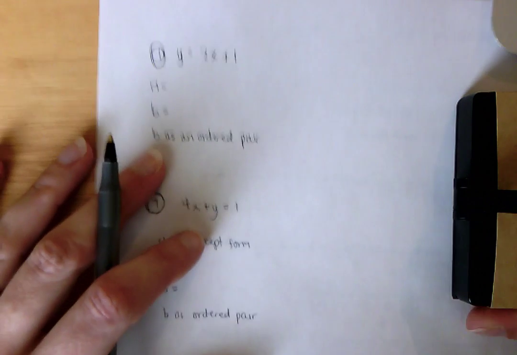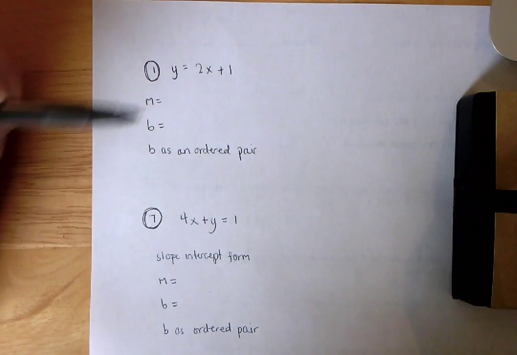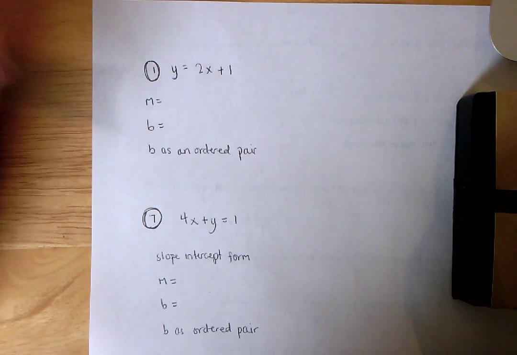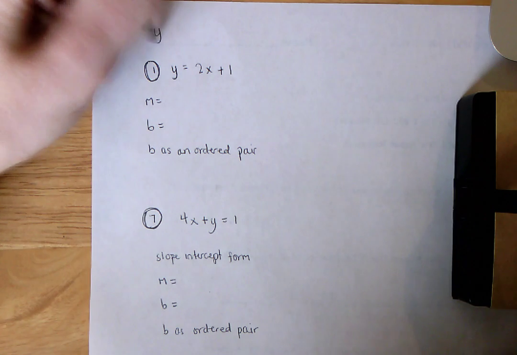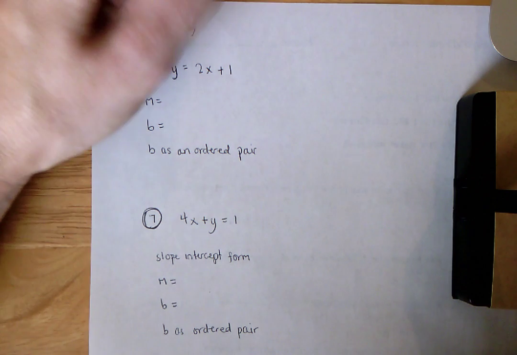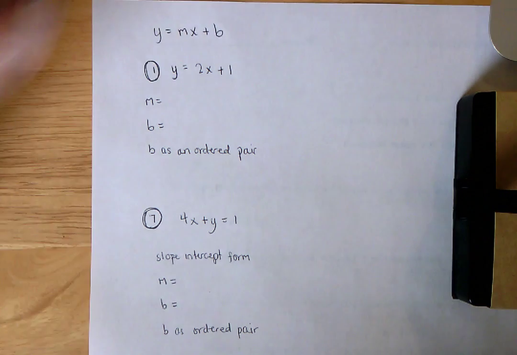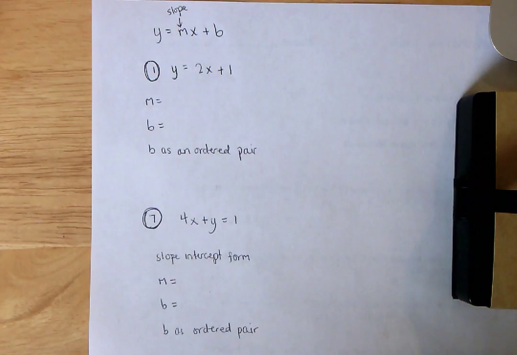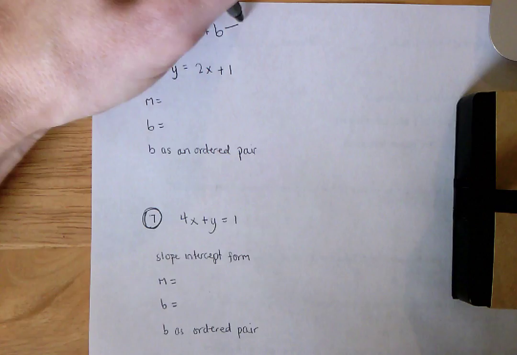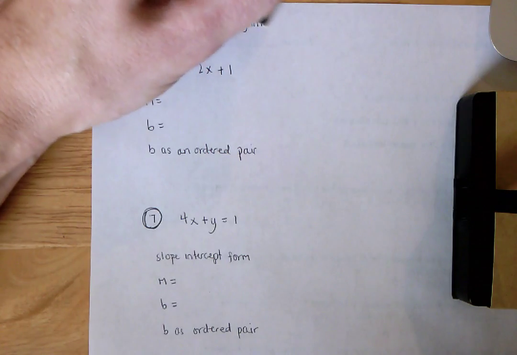we can go to the back here. You're not going to have a back. Yours is going to be a separate worksheet. But I wanted you to get more practice with identifying slope and y-intercept. So again, remember, y equals mx plus b. M is your slope, and b is your y-intercept.